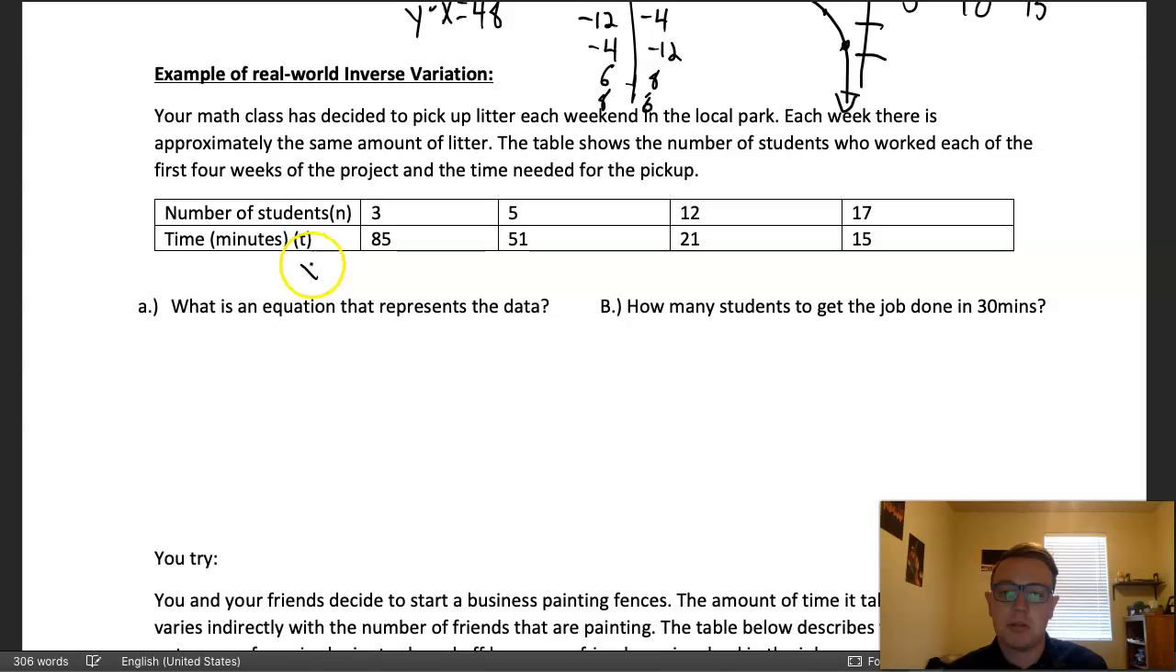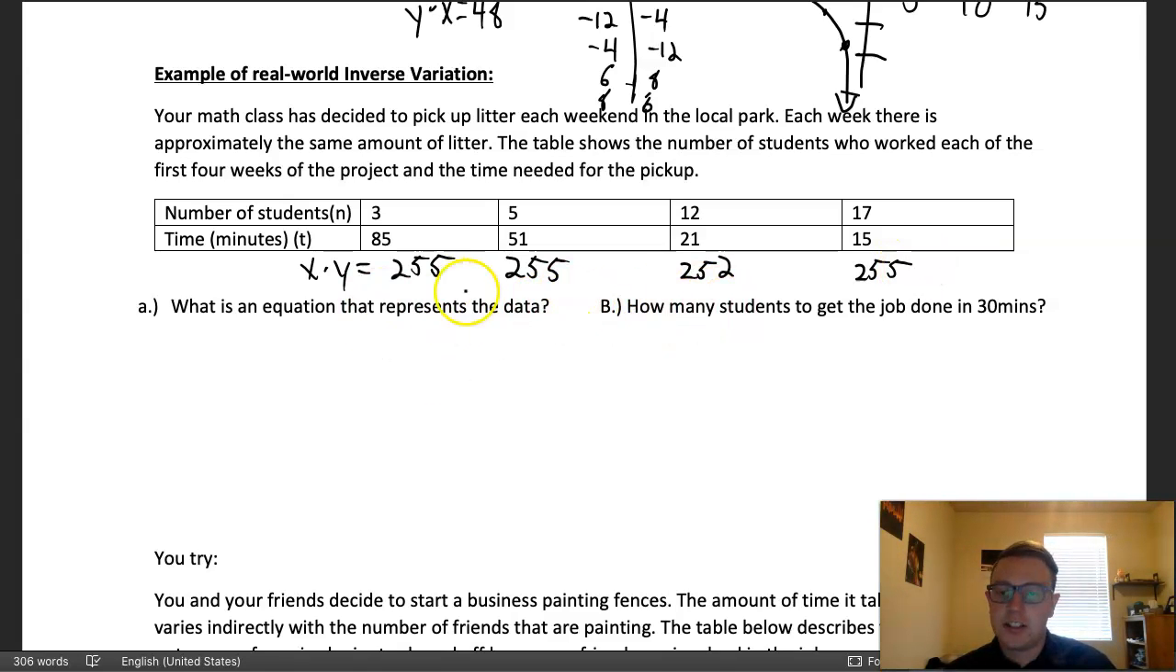Let's see what happens when we multiply x times y together. That's 3 times 85. 3 times 85 is going to be 255. What about 5 times 51? 5 times 51 also gives us 255. 12 times 21, that's going to be 252. Okay, so it doesn't quite work. What about 17 and 15? 17 times 15 is 255.